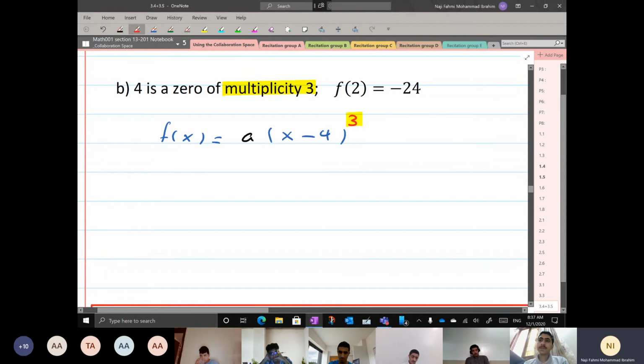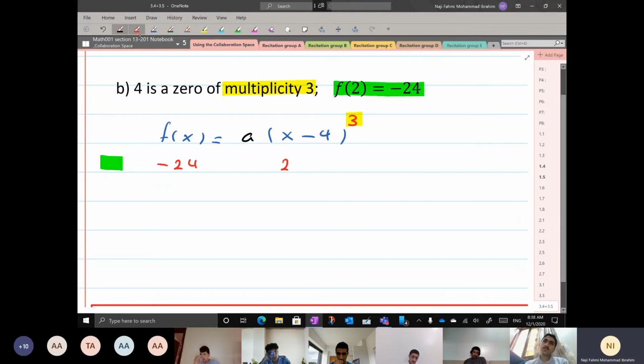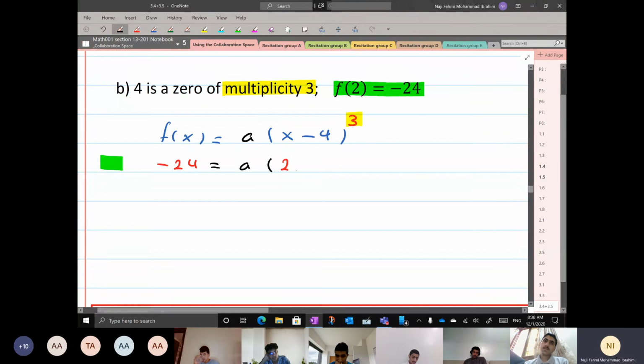Now, to find the value of A, I'm going to use the given ordered pair. So I will replace f of x by negative 24 and x by what? By 2. So we say negative 24 is equal to A multiplied by what? Negative 2 to the power 3, which is negative 8.